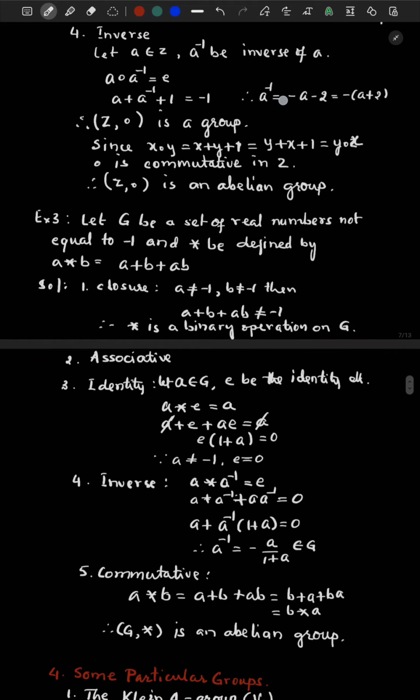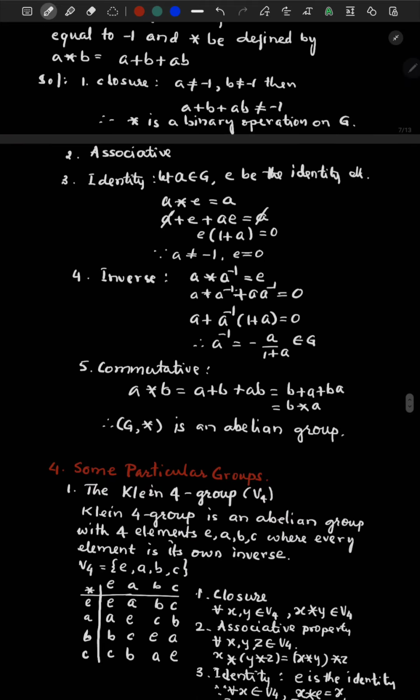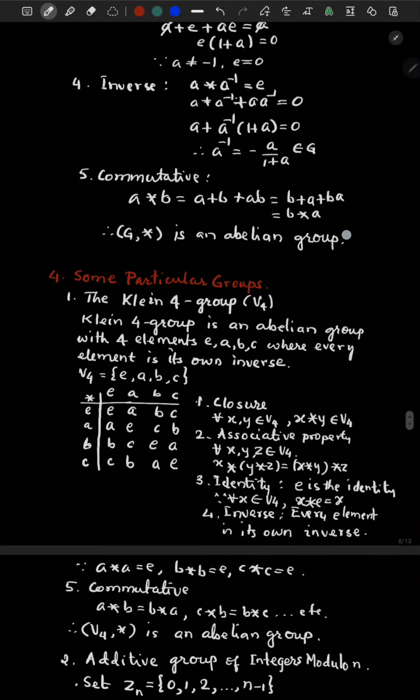So I leave this for you to explore. Let G be a set of real numbers not equal to -1 and star be defined by A star B equal to A plus B plus AB. It is similar to the above one. Check for closure property, associative, identity and inverse. It is an Abelian group.